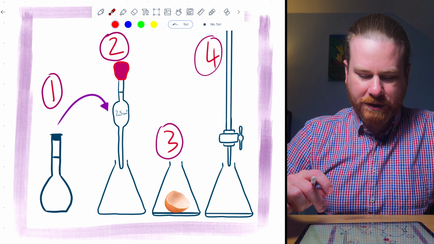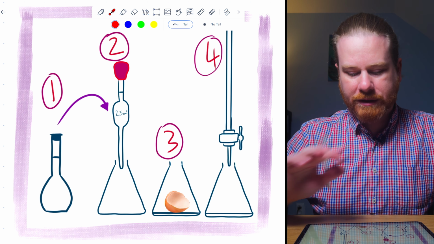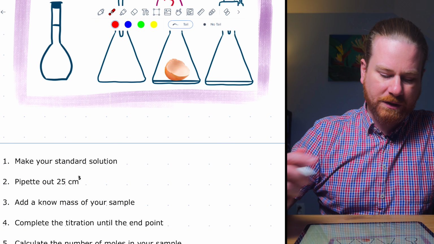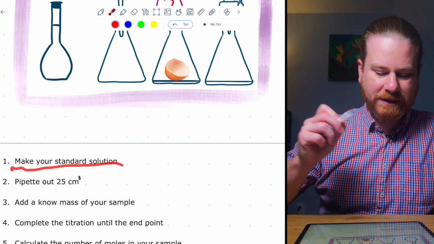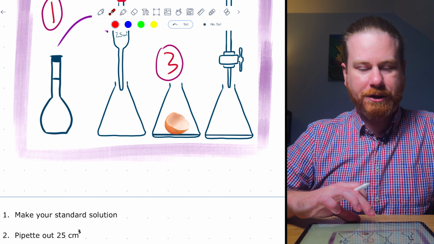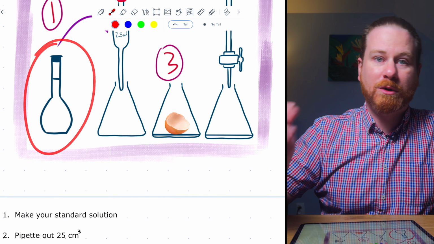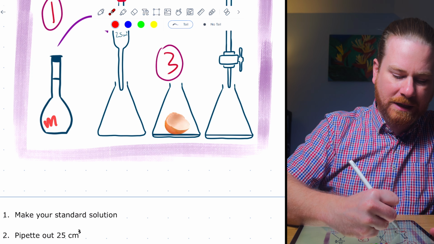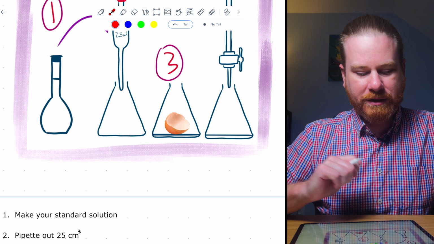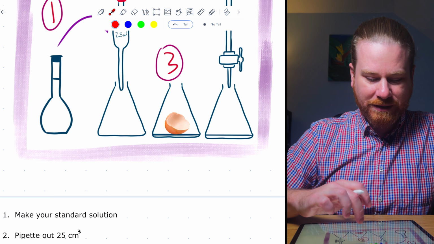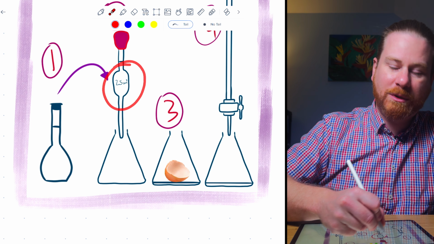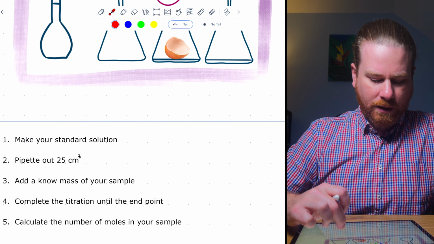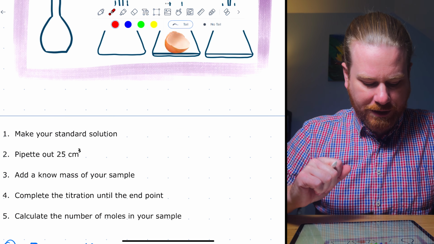So we've got our 4 steps, and I must say this diagram is not to scale. Let's see what's going on. First step, make your standard solution. You can decide how much you want of your standard solution, but the key thing is you're going to know exactly how many moles are in it. Then in step 2, again, you're going to know exactly how many moles are in the 25 centimeters cubed. That's really important when we get onto the calculations.